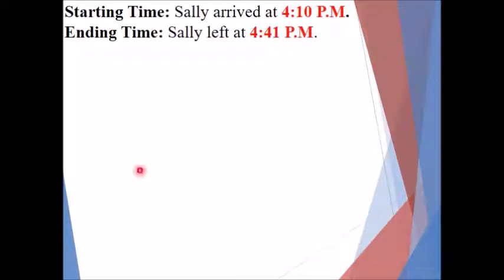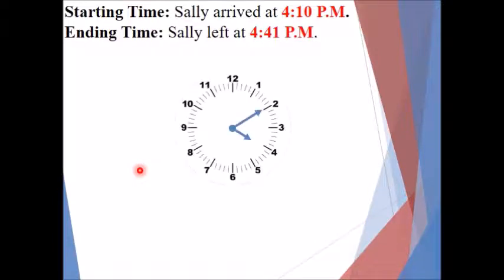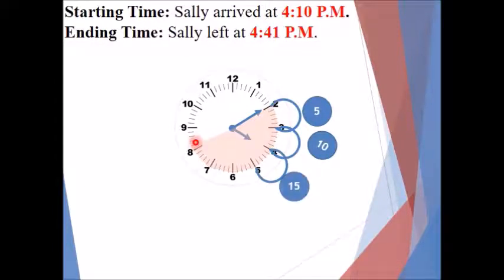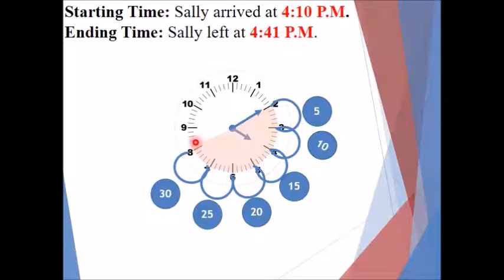One way to solve this problem is by using a clock. First, we look for the start time, which is 4:10. Then we count on the minutes by fives and ones to 4:41, so we must stop here. Let's start counting on by fives. 5, 10, 15, 20, 25, 30. And one more minute is 31.